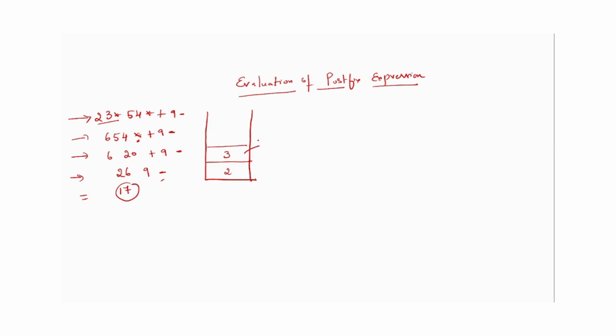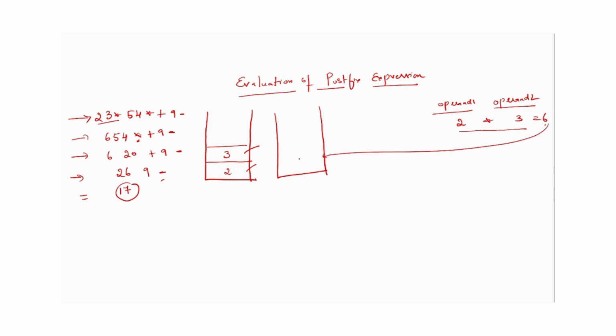I will pop out 3, and 3 would become operand 2. What is operand 1? Operand 1 would be 2, correct? So I'll pop out 3 and 2. So now my stack is actually empty, right? So now what is the operator here? Multiplication. I have 6. So after evaluation of 3 times 2, I will push 6 onto the top of the stack.